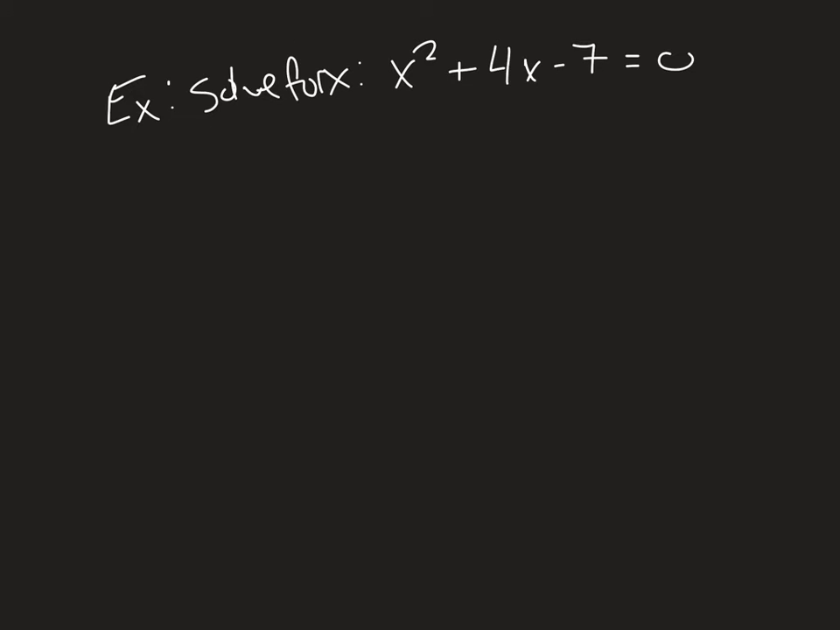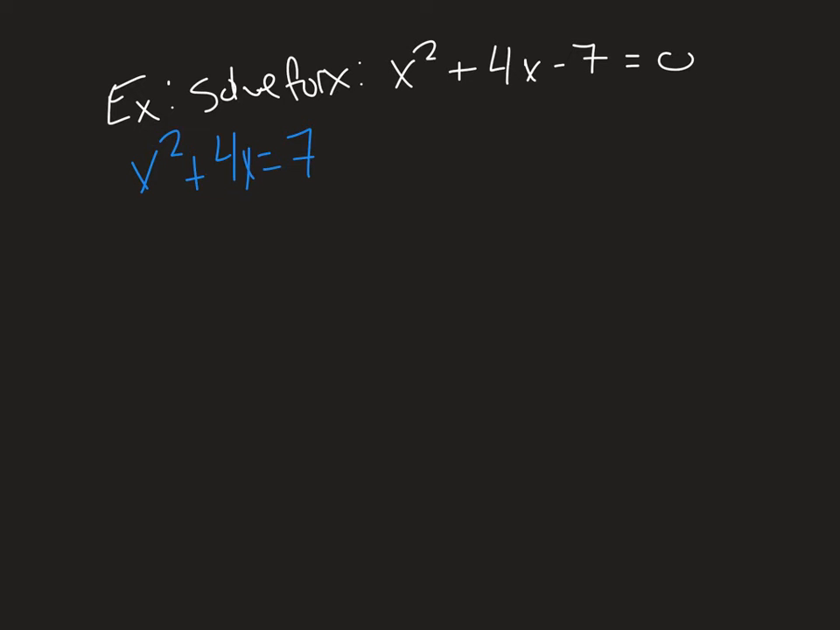So let's dive right into an example. Let's say I wanted to solve this equation. You might be looking at it thinking, there's no way this will factor. If I'm looking at this negative 7, there's no way that negative 7 can have its factors add up to positive 4. There's just no way. So what we're going to do is add 7 to both sides. So I'm going to have x squared plus 4x equals 7.